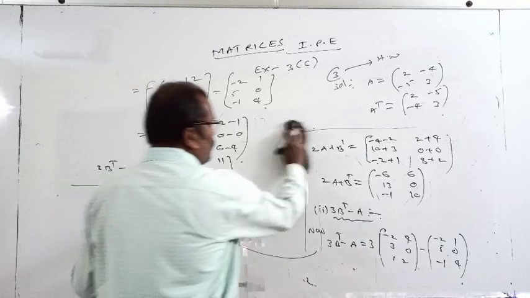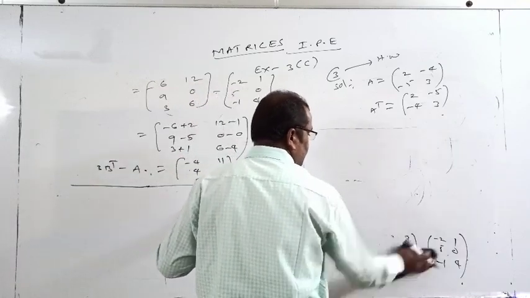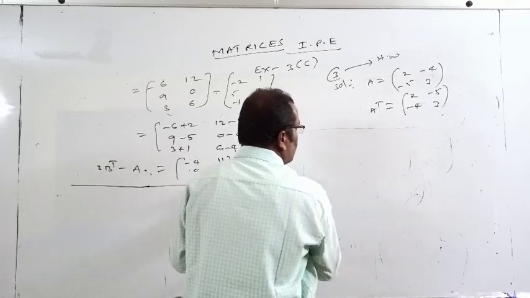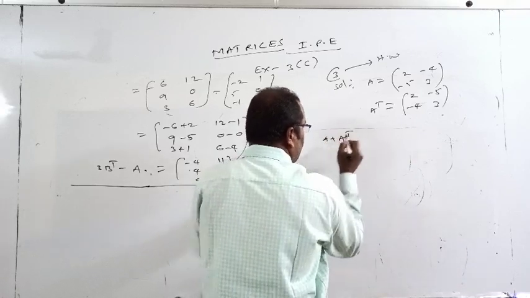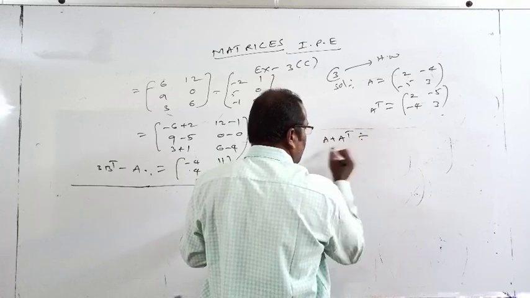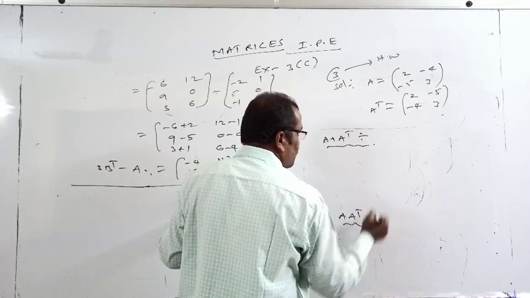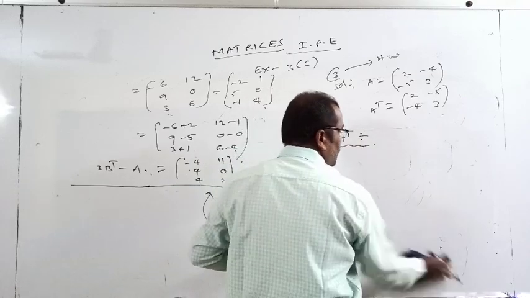Now, the fourth problem. So write A plus A transpose as the first question. Next question is A into A transpose. So do the third sum.